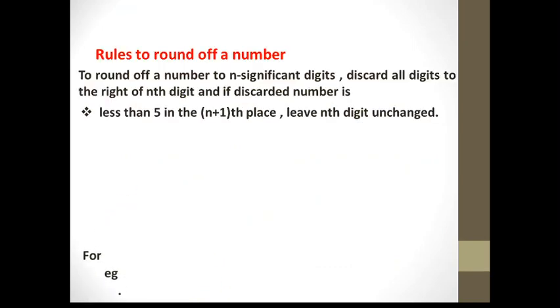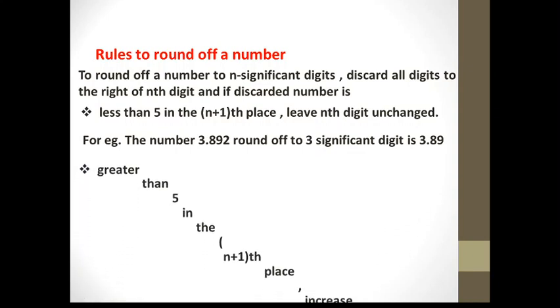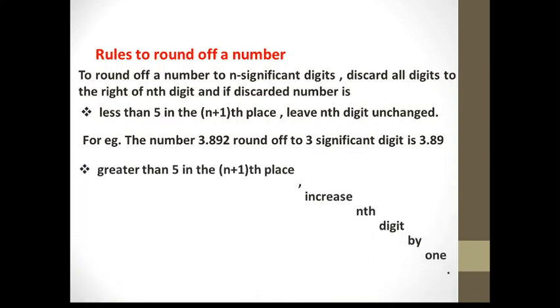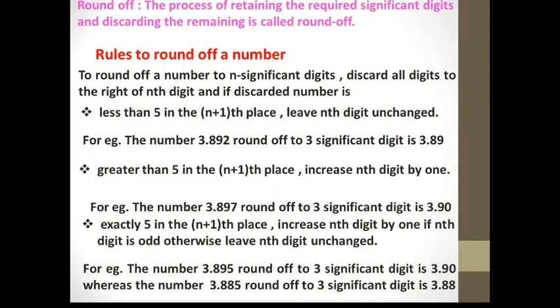Now, as I said, according to our requirement, we retain some digits and discard the remaining digits. This is called round off. So what is round off? The process of retaining the required significant digits and discarding the remaining is called round off. Here we are going to study the rules to round off a given number. So to round off a number to say n significant digits, what will we do?